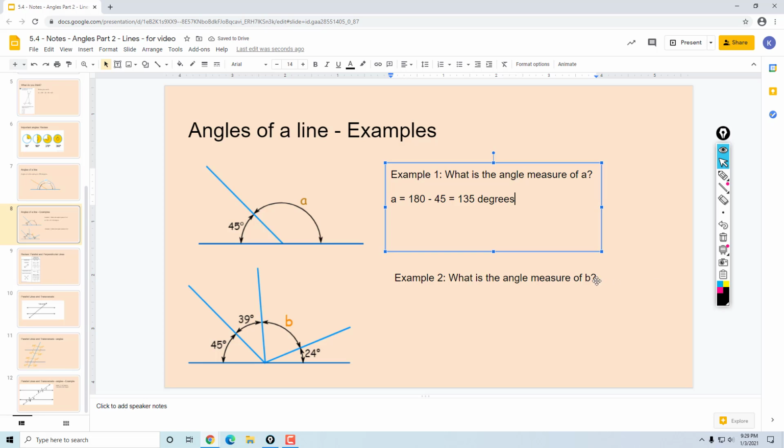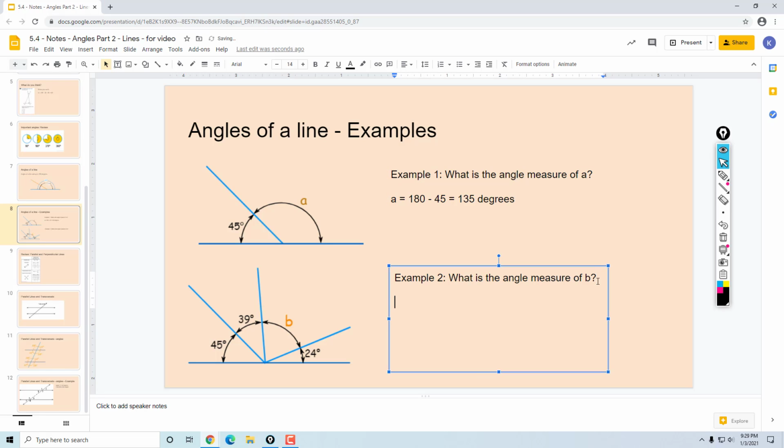What about B? Well, B is, once again, 180 degrees minus 45 minus 39 minus 24. We can use Google to do this, and we get 72 degrees.